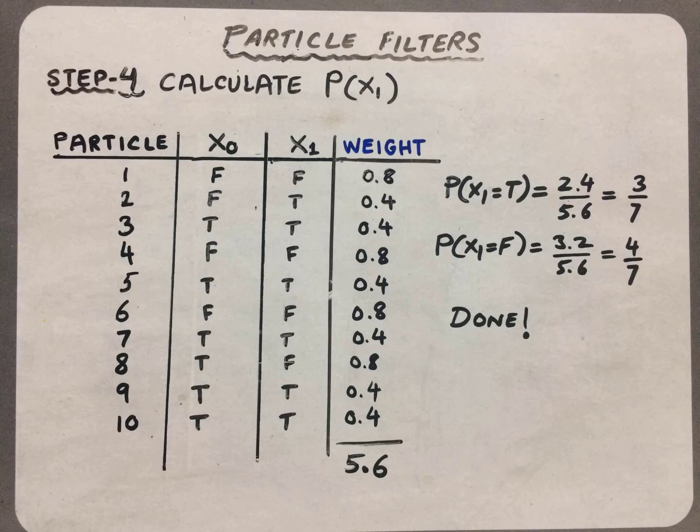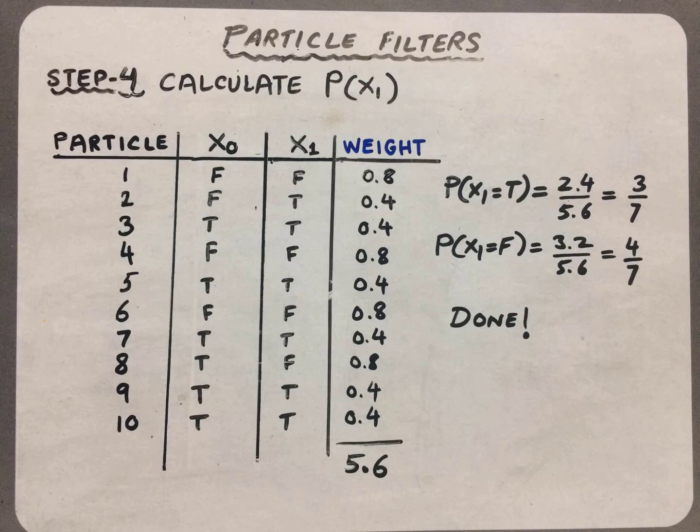At the last step, you're going to calculate the probability of x1, that is the estimate or the likely value of the state variable at time t1. The way we are going to do this is that we're going to divide the total weight of the true particles by the total weight of all the particles. Remember, if you sum up all the weights of all 10 particles, you are going to get 5.6. So the probability that your state variable has true value at time t1 is 3 over 7.